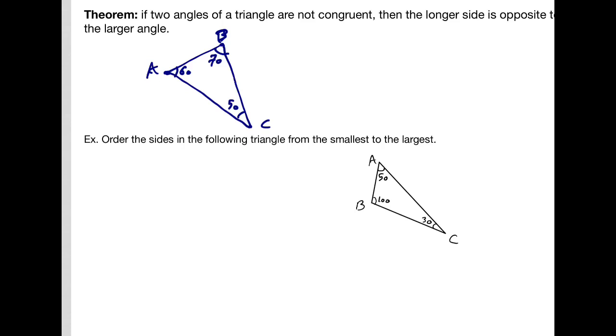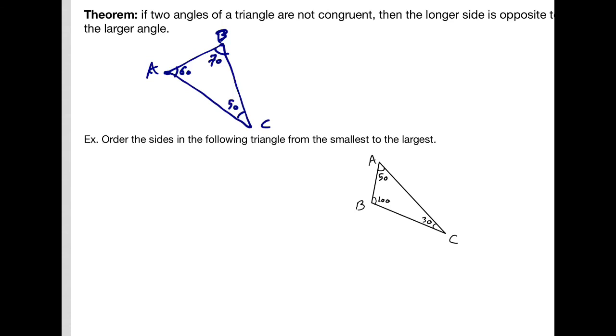All right. Now, look, angle B is 70, right? And its opposite side is AC. Angle C is 50, and its opposite side is AB. Since 70 is greater than 50, side AC is longer than side AB. Okay, so this side AC is longer than AB.